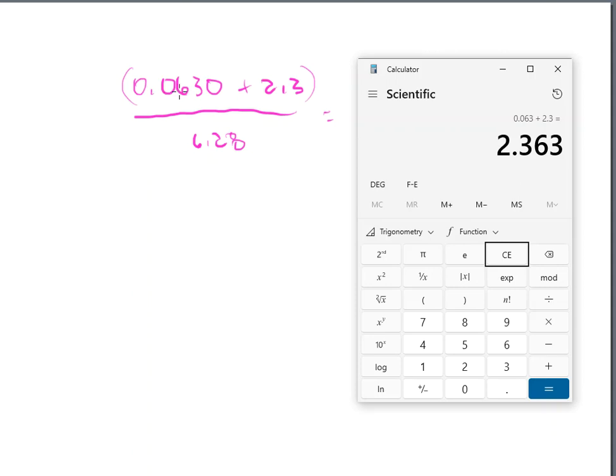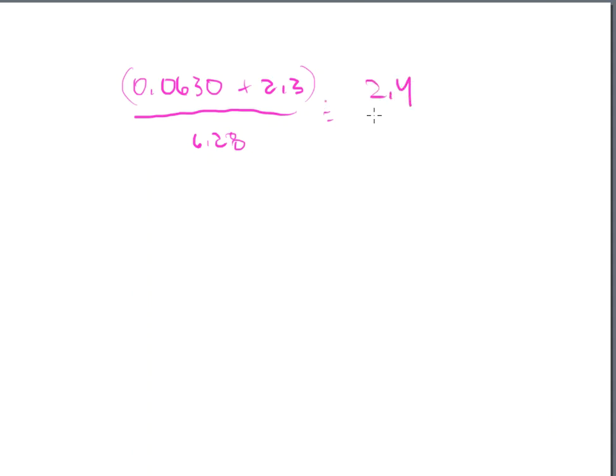Well, this first measurement has 4 digits after the decimal, and the second one has 1 digit after the decimal. So that means in that addition problem, my answer should have 1 digit after the decimal. If I look at my answer, that's going to stop at the 3. So the number after the 3 is a 6, and that 6 makes that round up to a 4. So the 0.0630 plus 2.3 is actually going to give me a calculated number of 2.4. And that's what needs to go there.